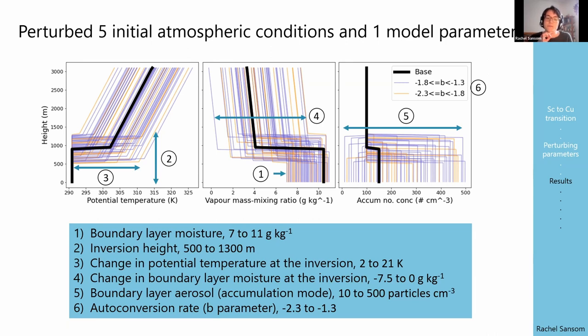And then the sixth parameter is a model parameter, and it's to do with the autoconversion rate, which is how readily those cloud droplets form into drizzle droplets. This was designed using a Latin hypercube design as well, and is a total of 85 simulations.